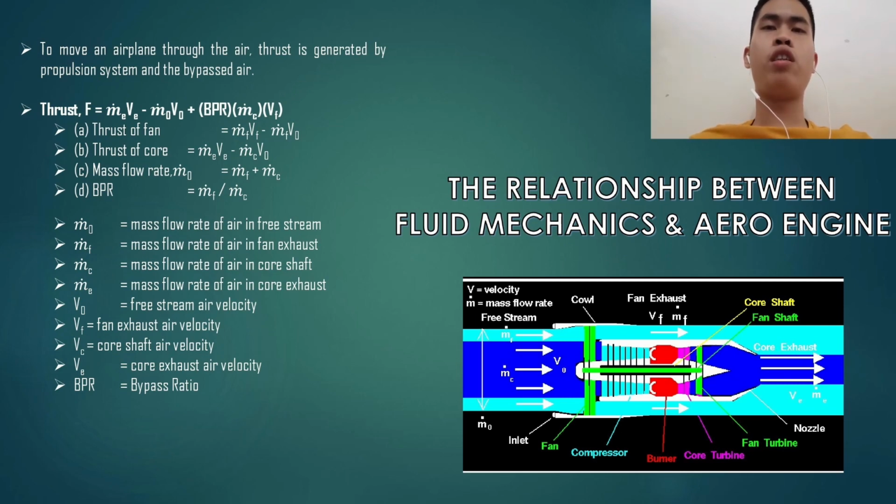The main equation of the thrust is F equals the thrust of the fan plus the thrust of the core, plus the product of the bypass ratio, the core mass flow rate, and the fan velocity. The equations to get the values are as shown in this slide.